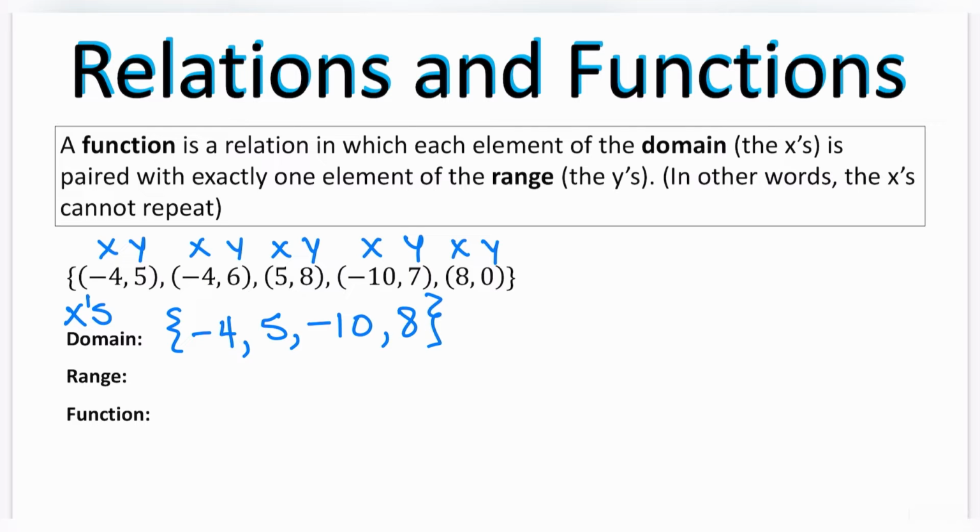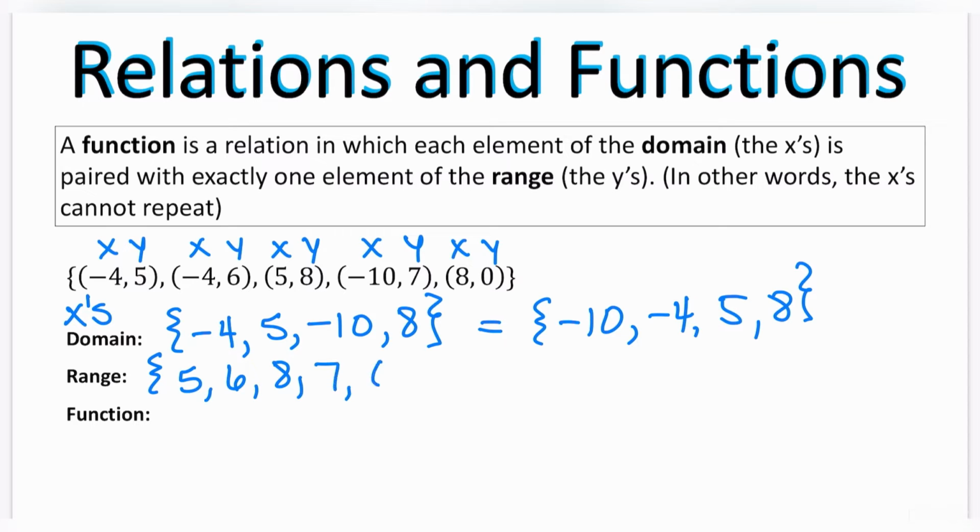Sometimes you're going to see that answers are written in increasing order. So this, for example, would become -10, -4, 5, and 8. Not all the time you have to organize them. It's fine if you don't. The range are the y values. So the y values in this case are 5, 6, 8, 7, and 0. And again, if I want to organize them in increasing order, it's going to be 0, 5, 6, 7, and 8.